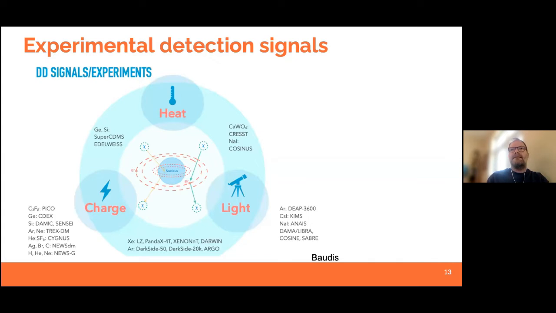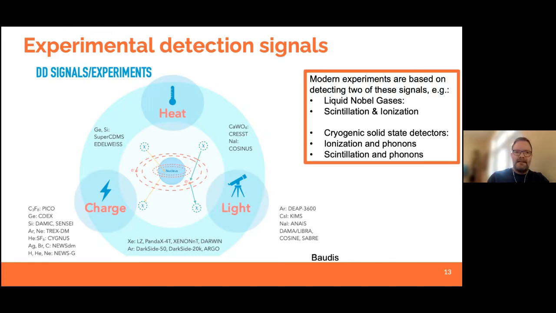And I think the next slide you saw already yesterday from Laura, which gives you an overview of past and future experiments, or current experiments, taking advantage of these different signals. The modern experiments are usually taking advantage of at least two of these signals. So these are the experiments that are sitting here in between.